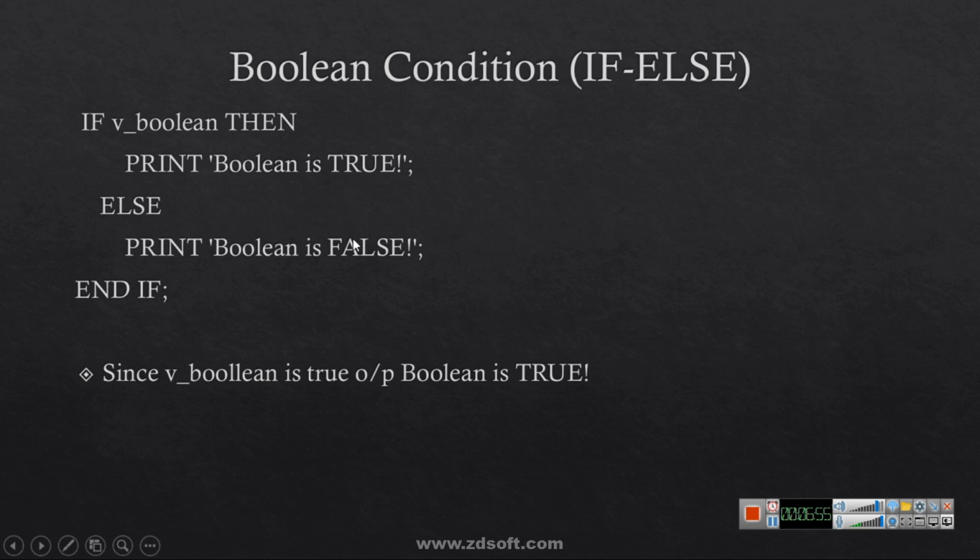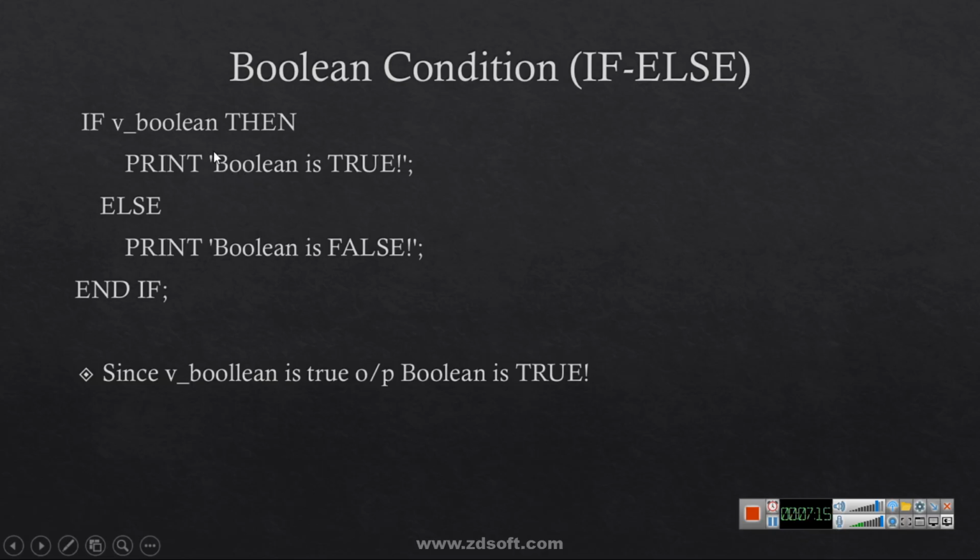Then if v boolean, then print boolean is true, else print boolean is false. So here, if boolean value is true, then it will print boolean is true, else it will print boolean is false. And for the v boolean variable we have declared the value as true. That's why it will print boolean is true. If we would have assigned the value as false, then it would have printed boolean is false.